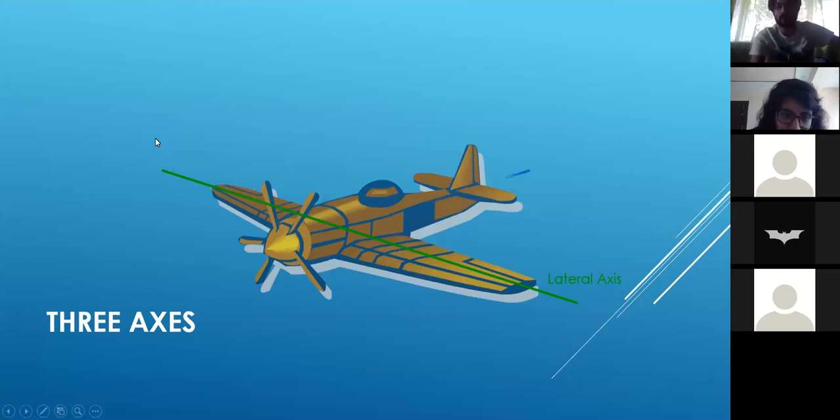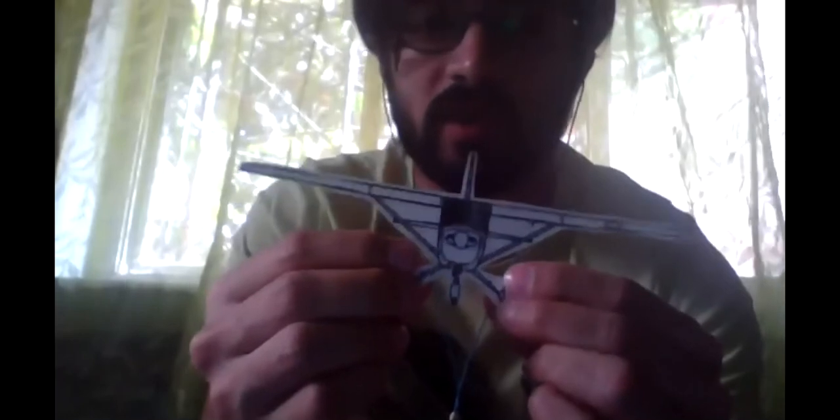Then we have the longitudinal axis. Along the longitudinal axis, the plane banks or rolls left and right. This is the longitudinal axis, and along this the plane rolls. If this is a plane flying towards you, when it rolls, it's going to tilt to the left and tilt to the right.